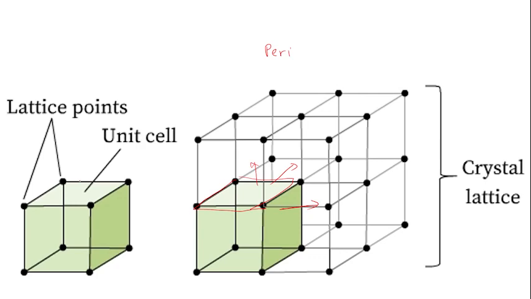And these points, what we assume in material science is that our atoms are spherical. They are spheres and they are sitting at the edges, at the points of the unit cell, and those points are called lattice points.